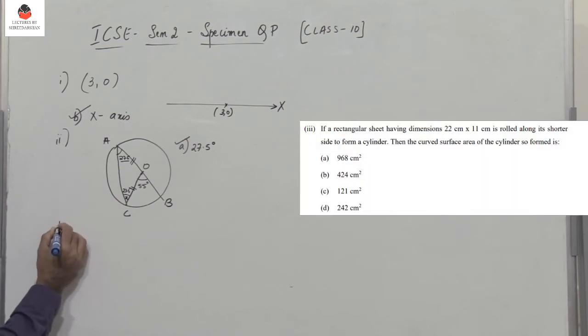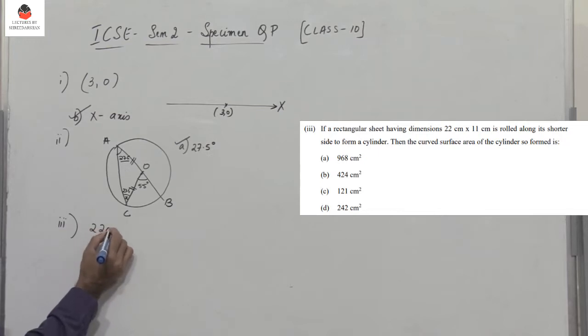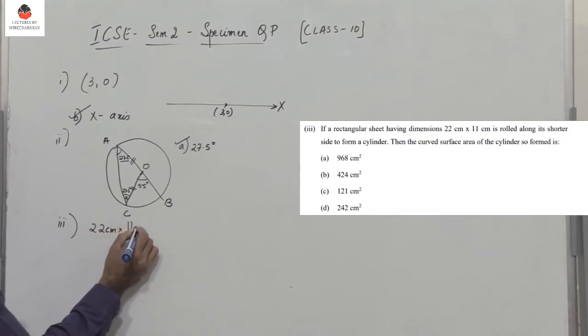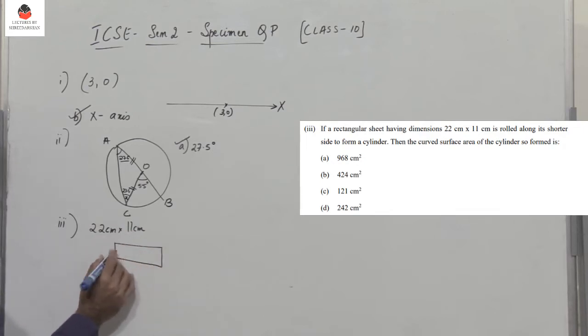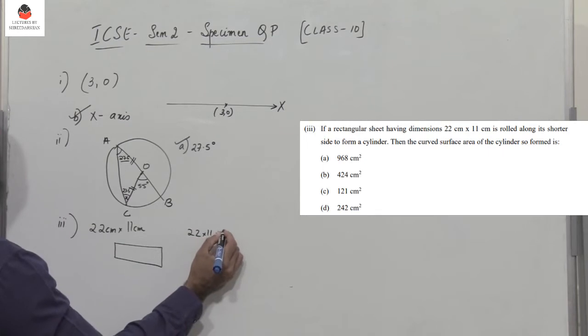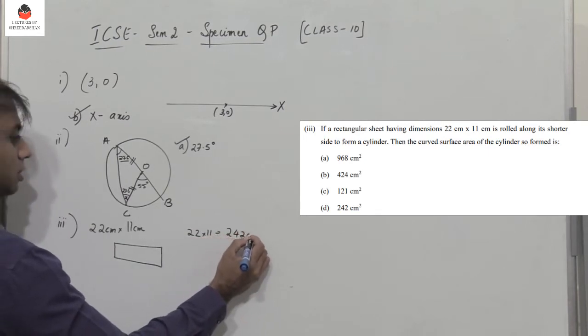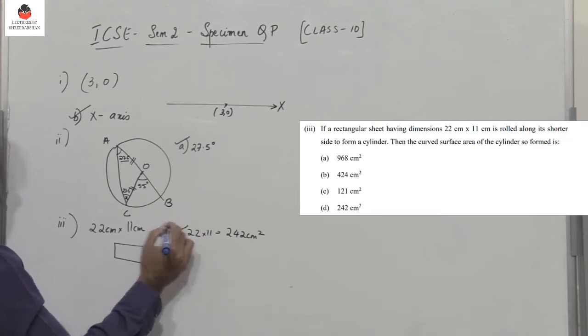3. A rectangular sheet having dimensions 22 centimeter into 11 centimeter is rolled along its shorter side to form a cylinder. So you have a sheet. If this is rolled to form a cylinder, then the curved surface area is nothing but the area of this rectangle. So what is the area of the rectangle? It is 22 into 11, which gives 242 centimeters square. So therefore the right option is option D.